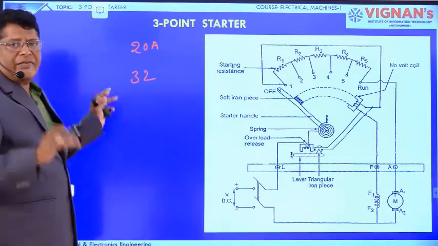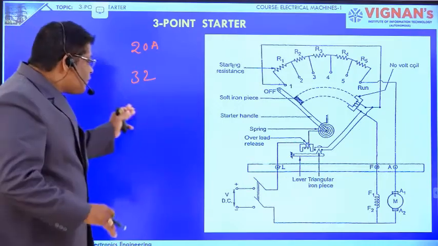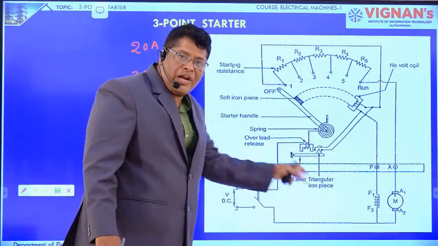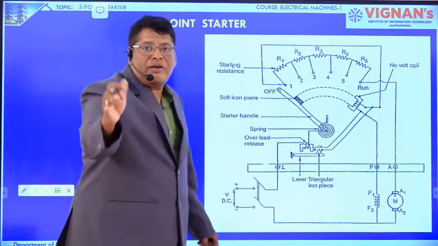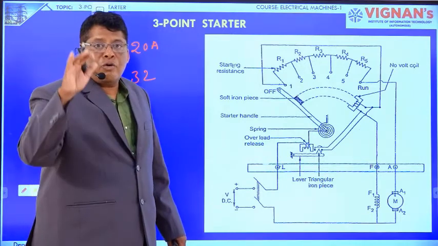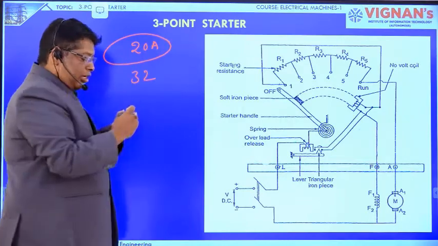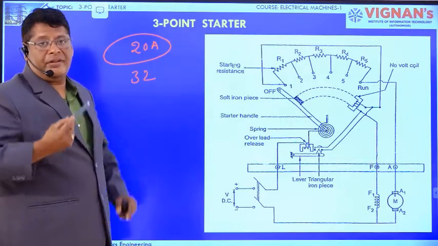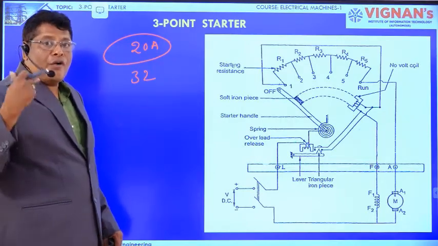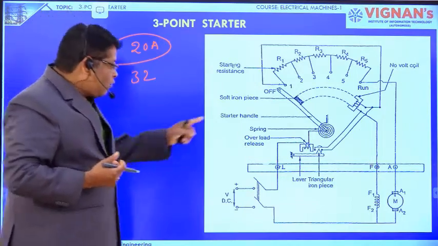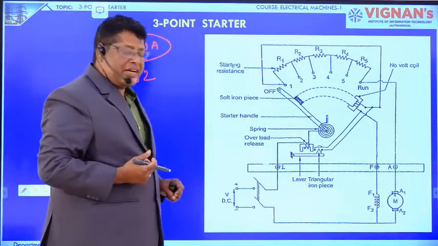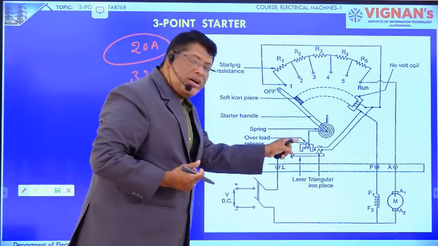Let me take some value. If you allow this much current through the motor, the motor will burn out because the motor rated value is 20 amperes. How are we going to protect it? Here one more magnet is there, that is nothing but an overload electromagnet.